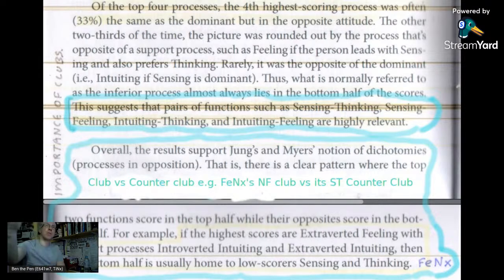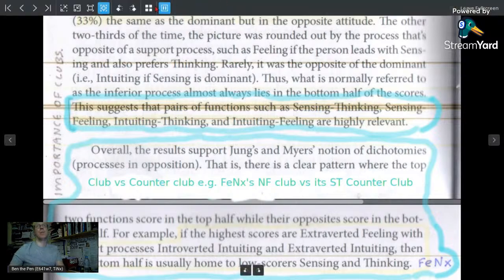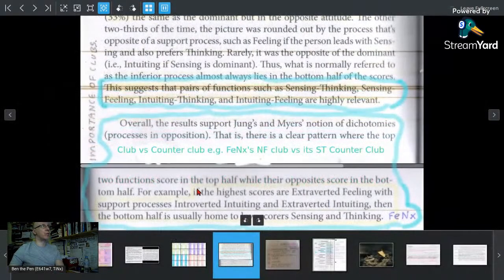So this is from Dario. This is the data from the Keirsey Cognition website cognitive assessment. This suggests that pairs of functions such as sensing thinking, so ST, SF, NT, NF are highly relevant. So those are the clubs. You can see that.